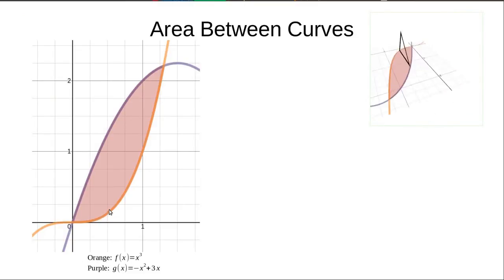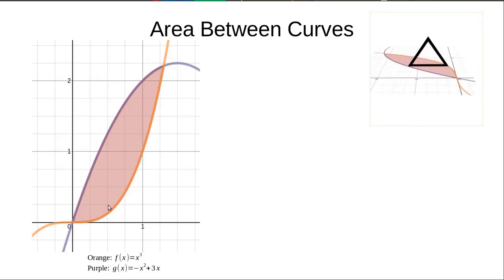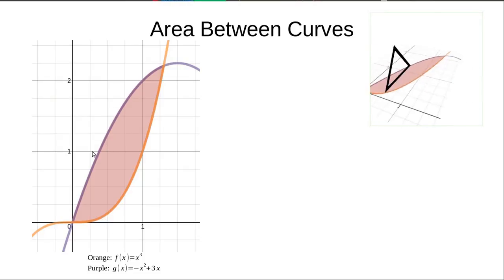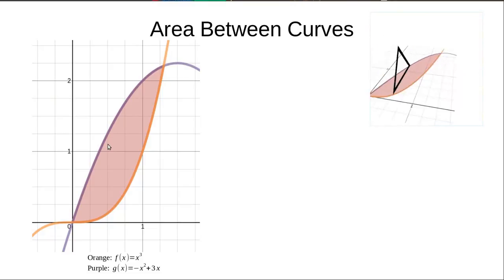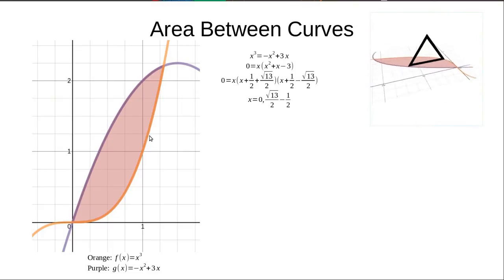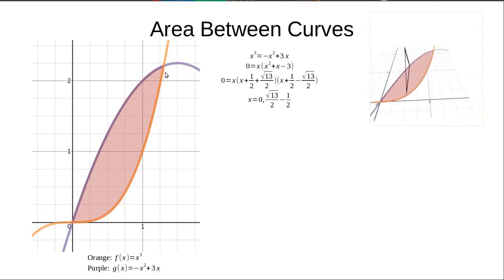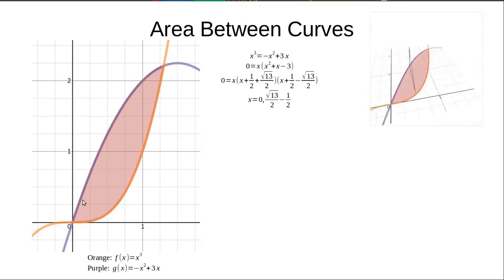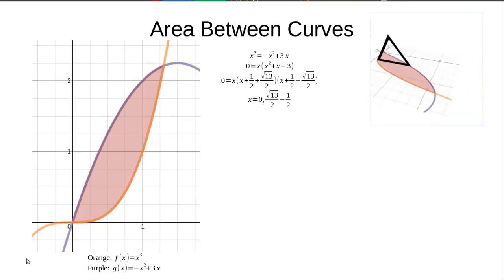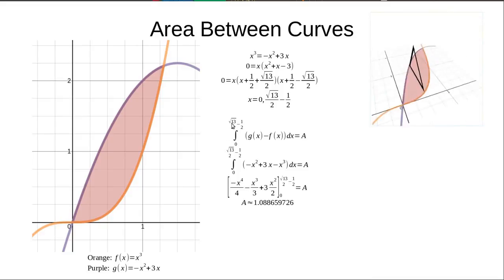So we do this so we can take the area between the two curves by, instead of summing from the x-axis to our function, we want to sum from this other function to our function. So our orange function is x cubed and our purple function is negative x squared plus 3x. So first we want to solve when they intersect. Now I'm only looking at the part of the graph to the right of the origin because they intersect again down here, but I'm ignoring that.